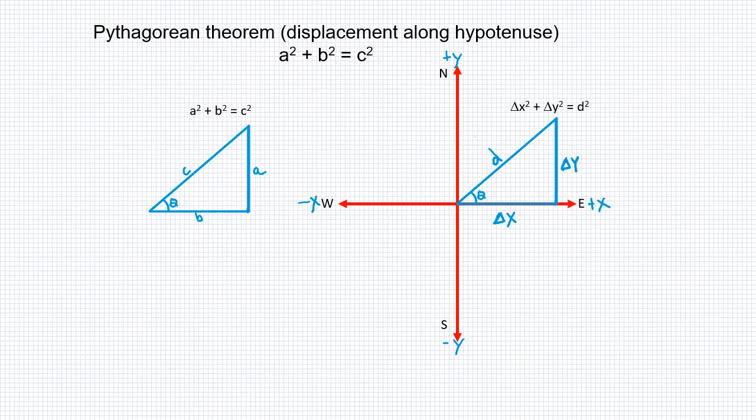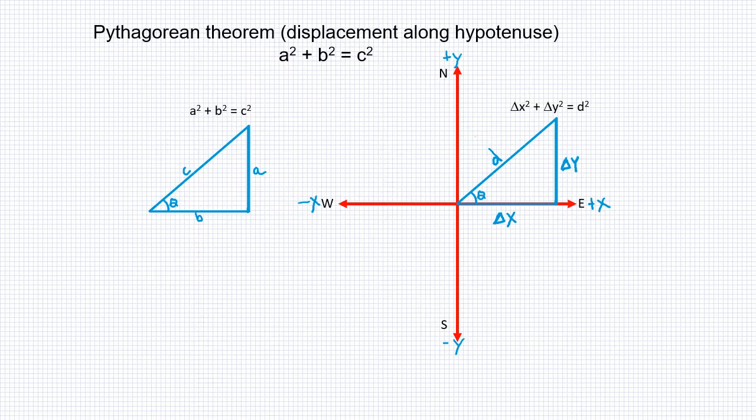So first of all, the Pythagorean theorem applies to right angles, and most of you are probably familiar with this. In the problem that we're about to do, we're talking about displacement along the hypotenuse of a right triangle. And I'll show you what I mean with a specific example in a second.